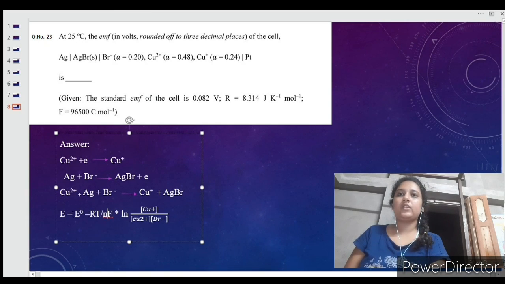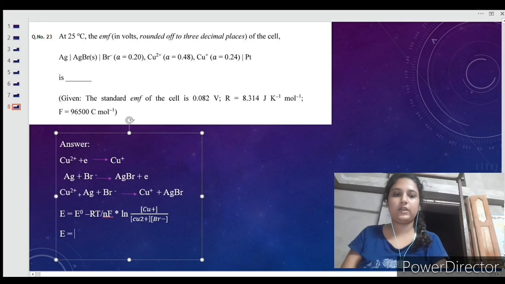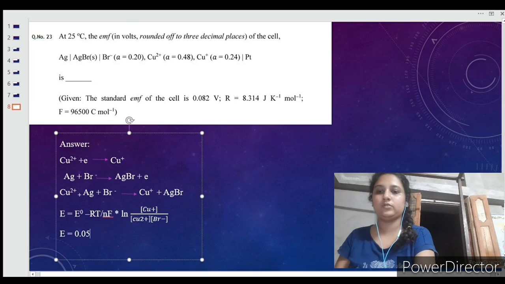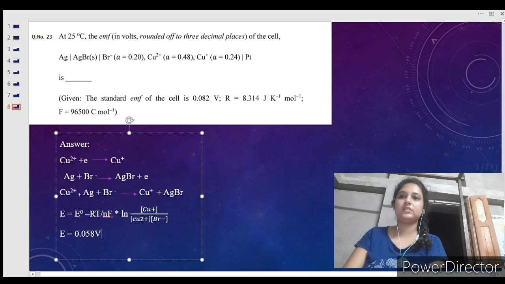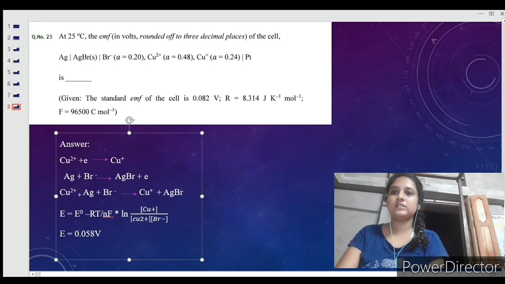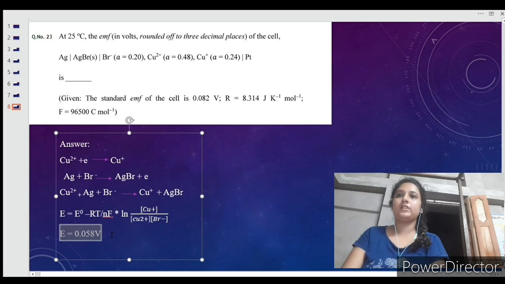The concentrations of Cu+, Cu2+ and Br minus are also given, not concentration, sorry, this is activity. So we have to calculate the value of E. Just by putting all the values in the Nernst equation, you can get the value of E equal to 0.058 volt. So this is the answer, that is E is equal to 0.058.